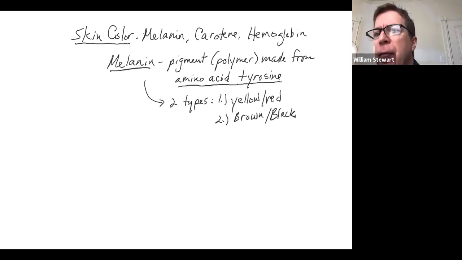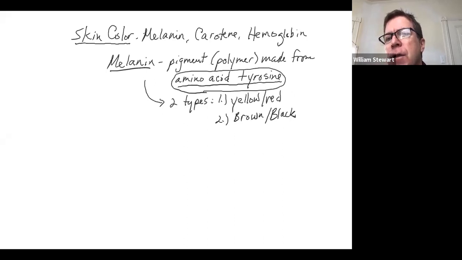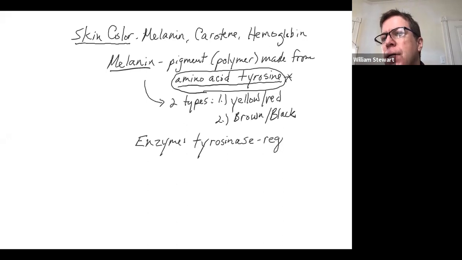There's an enzyme in our cells that causes the conversion of this amino acid into melanin. So the enzyme that regulates the formation of melanin from this amino acid is called tyrosinase, just gets its name from tyrosine. This enzyme regulates the synthesis of melanin.